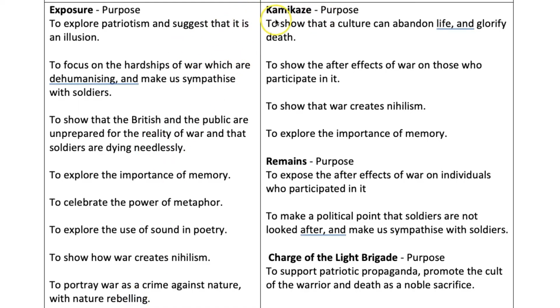Okay, what can I compare it to? Well, I'm going to go first to Kamikaze, which shows that a culture can abandon life and glorify death. And that's what Wilfred Owen is complaining about in Exposure. To show the after effects of war on those who participate in it. This is not after the war, but during the war, but it's definitely on the same theme. To show that war creates nihilism, and also to explore the importance of memory. Okay, I've got 4 comparisons there. That's going to be a top poem to compare to Exposure.